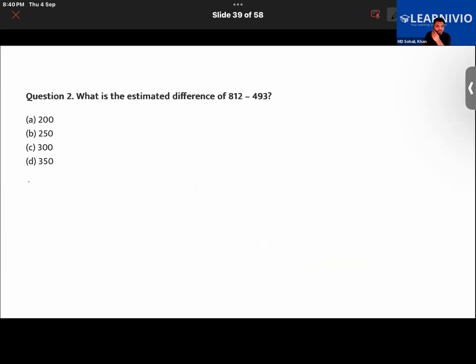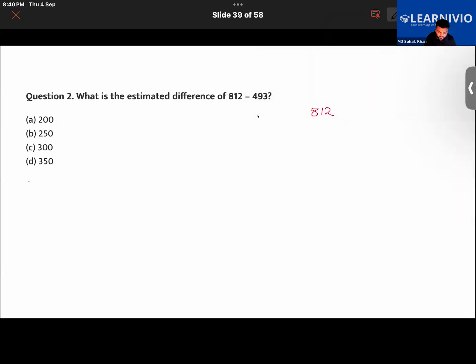So what is the estimated difference of 812 and 493? What answers have you got? 300. You have got 350. 350, you're saying. What about you guys? All of you, turn your cameras on first of all.